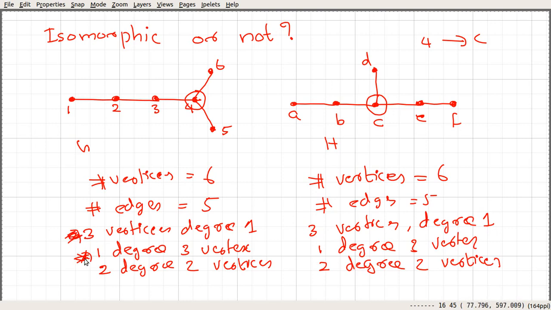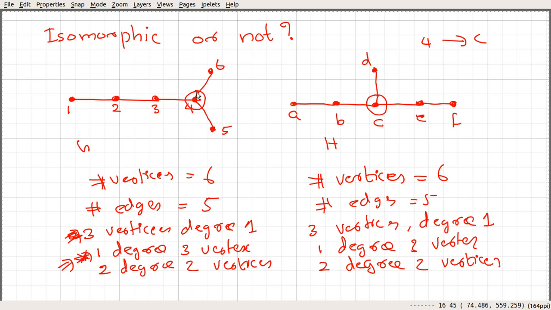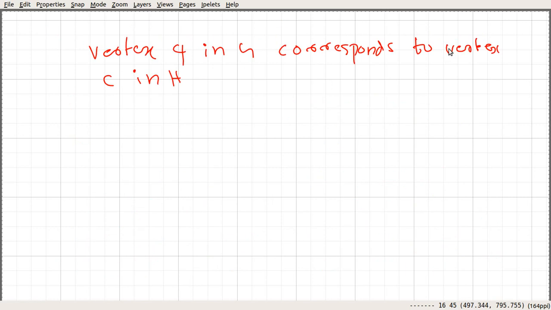I was correct. 1 degree 3 vertex, 1 degree 3 vertex. So vertex 4 in G corresponds to vertex C in H, because this is the only vertex here having degree 3, and this is the only one here having degree 3, so that means 4 must correspond to C.